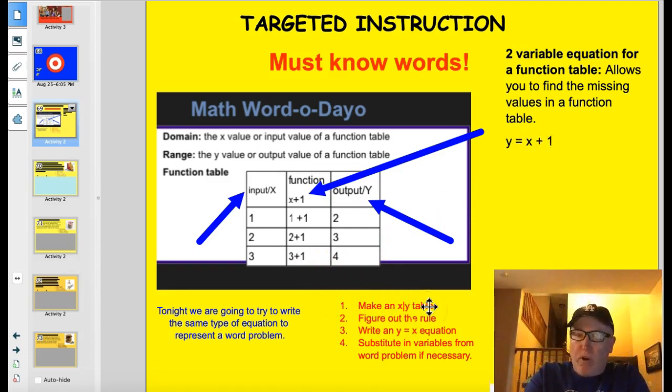We're going to start off in very much the same way. We are going to take and make an xy table. We're going to figure out the rule. We're going to write that xy equation and then substitute in the variables from the word problem. Not a big deal. We can do this if we follow those steps.